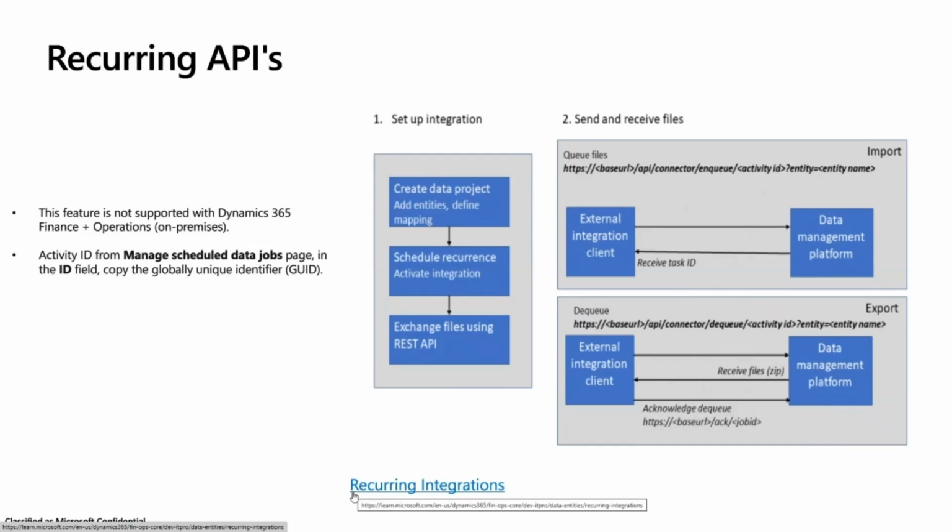Now, a quick demo. Let's start with some demos explaining how you can use both recurring APIs and import from package APIs to import data asynchronously in finance and operations app. For this demo, I'm going to show you the import APIs and enqueue APIs to import the data. Before we go into the integration part, let's see how I have set up my data project within finance and operations. For recurring import, I have created a data project. I'm going to use an example of importing vendor groups for both APIs.